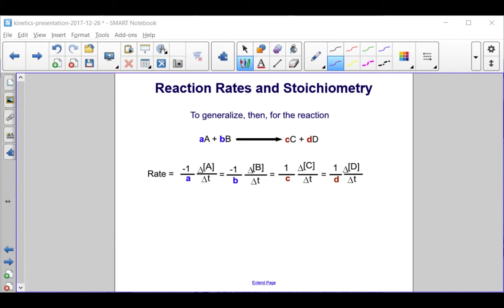So to generalize for any reaction given stoichiometric coefficients lowercase a, b, c, or d for reactants and products capital A, B, C, and D, the rate is equal to, we have a minus sign of course for the reactants because they will disappear, and it's 1 over the coefficient times the concentration over time, minus 1 over b times the concentration over time, equals 1 over c times the concentration over time, equals 1 over d times the concentration over time.